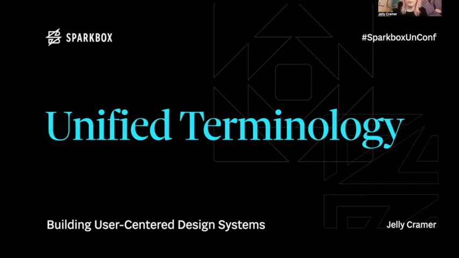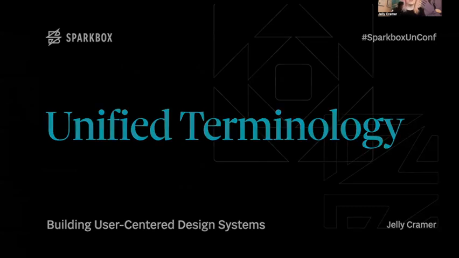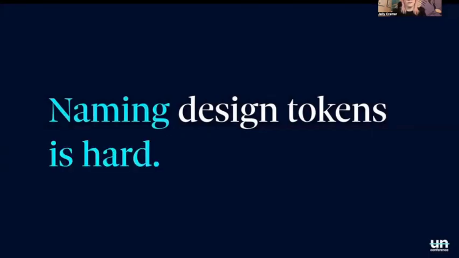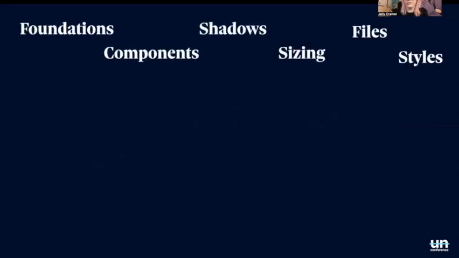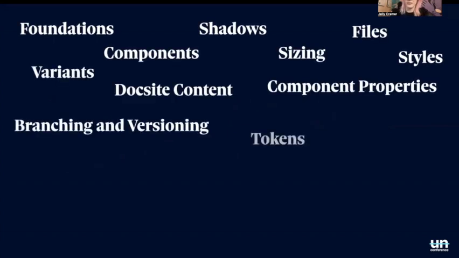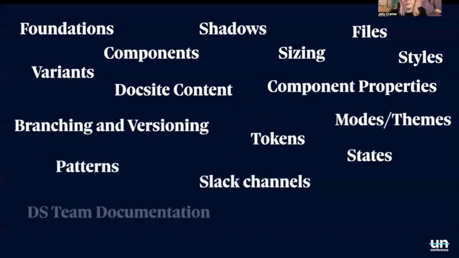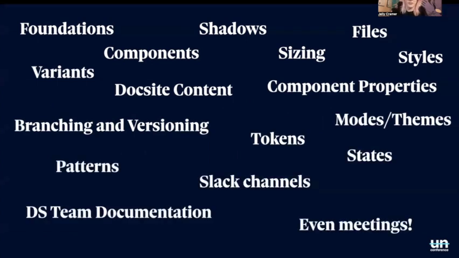Something that everyone who has worked on or around a design system knows is naming design tokens is hard. But naming any piece within a system can be just as complex. When creating a design system, we have to consider so many elements. Things like foundations, components, shadows, sizing, files, styles, component properties, doc site content, variants, branching and versioning, tokens, modes and themes, states, Slack channels, patterns, DS team documentation, and even meetings. That's a mouthful. Each of these areas can require careful thought about naming conventions to ensure clarity and consistency.